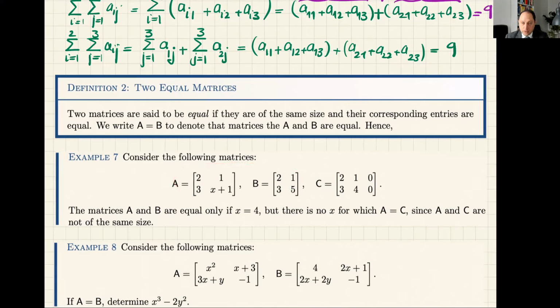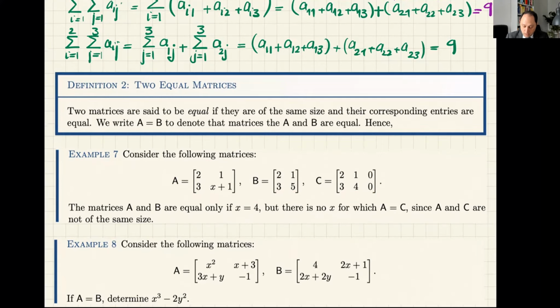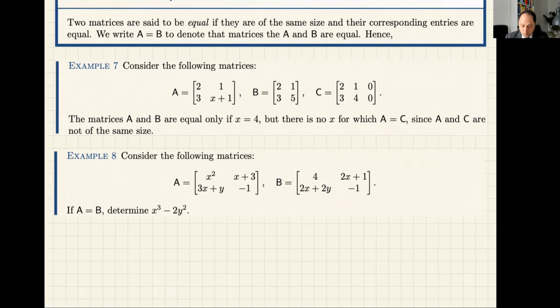Okay, but there is no x for which A and C can be equal, because this is a 2 by 2 matrix and this is a 2 by 3 matrix, so there is no way to match them. Okay, so this is not possible. These are very, very simple things, but it becomes more interesting from the next session.